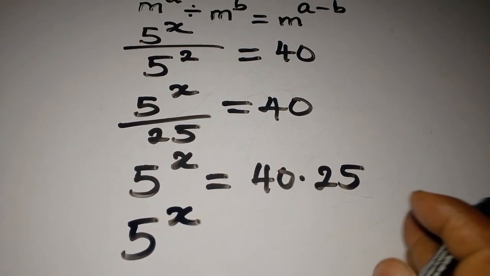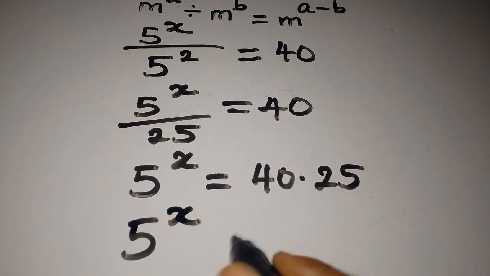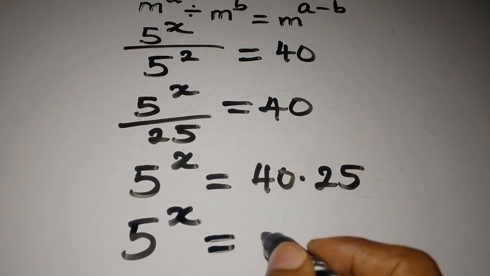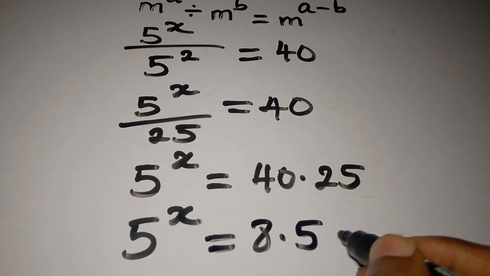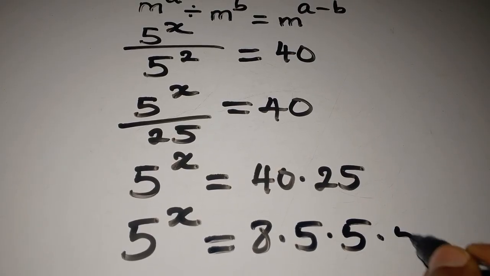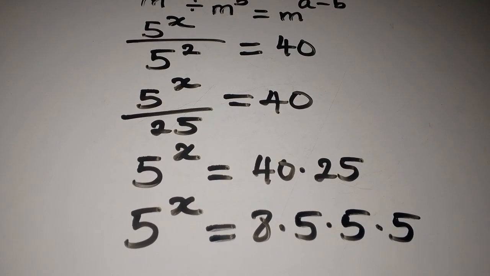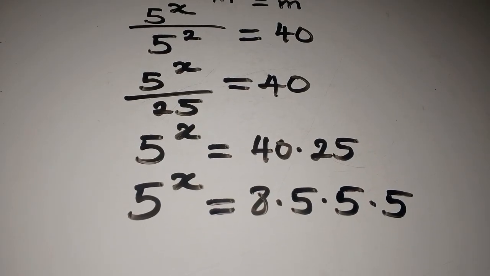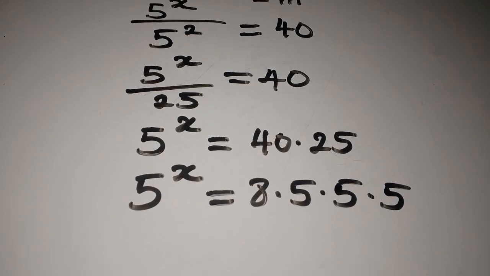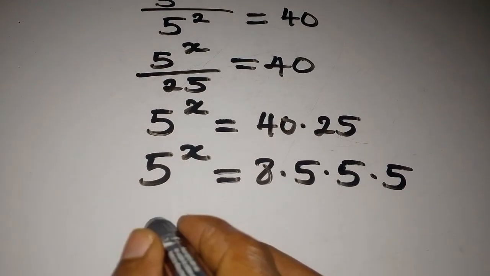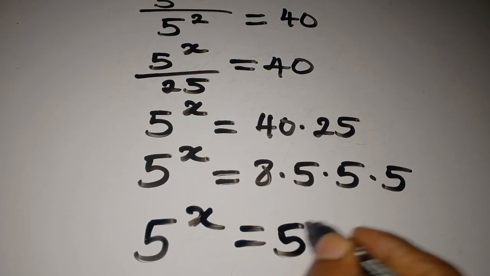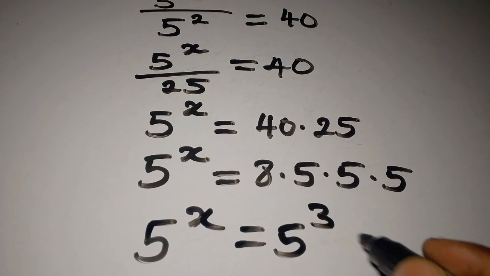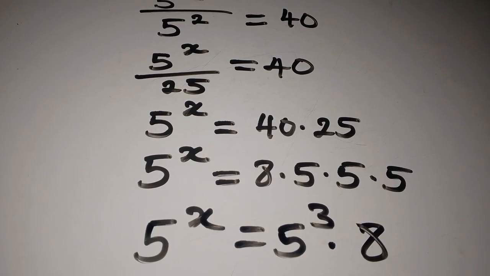Let's see if this can exist in the base of 5 completely. 40 is 8 multiplied by 5. 25 is 5 multiplied by 5. So you can see that 40 times 25 cannot exist in the base of 5 completely. So this can rather exist as 5 in 3 places, that's 5 to the power of 3 multiplied by 8.